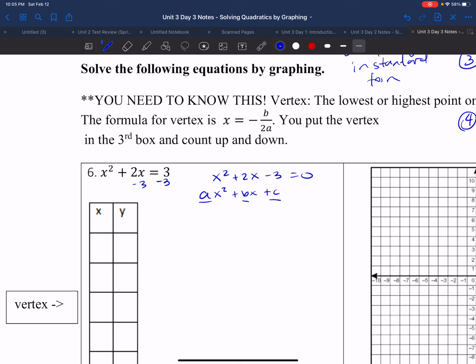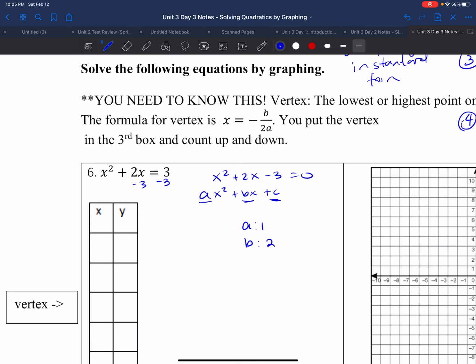These should be talking about coefficients. So what is my a? My coefficient of this function, or this expression really, is 1. And then our b is what? What's the coefficient? What's the second term? Well, it has a 2, so we're going to put 2 here.